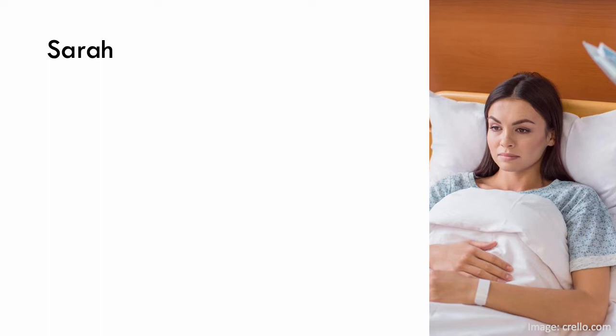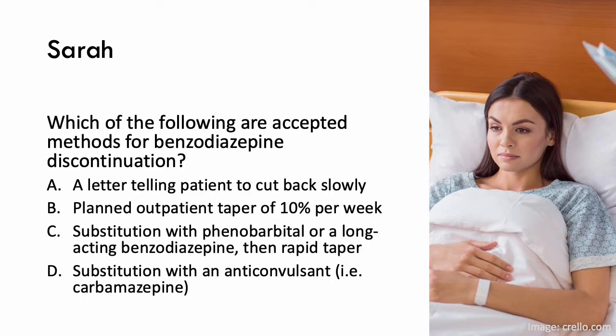So let's get back to Sarah. She's already experienced a seizure while trying to stop her benzodiazepine use. As her provider, you contemplate the options available to you to help someone discontinue their benzodiazepine use. So, which of the following are accepted methods for benzodiazepine discontinuation? Could you use a letter telling the patient to cut back slowly, a planned outpatient taper of 10% per week, substitution with phenobarbital or a long-acting benzodiazepine, then a rapid taper, or substitution with an anticonvulsant like carbamazepine? What do you think?